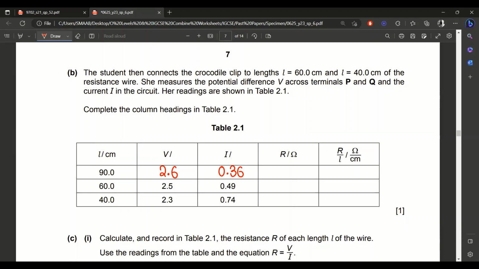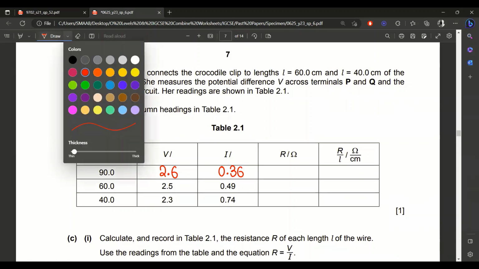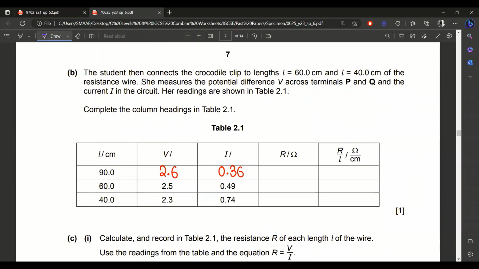I think they are also asking SI units. Let's read the question first. Connect the crocodile to length 60, 40. She measured the potential and current. Reading our table, complete the column headings. Yes, so first we need to complete the headings. So first we need to write the SI unit for volt. So what is the SI unit for voltage? V, volt. And what is the SI unit for electric current? Ampere. A. Good.